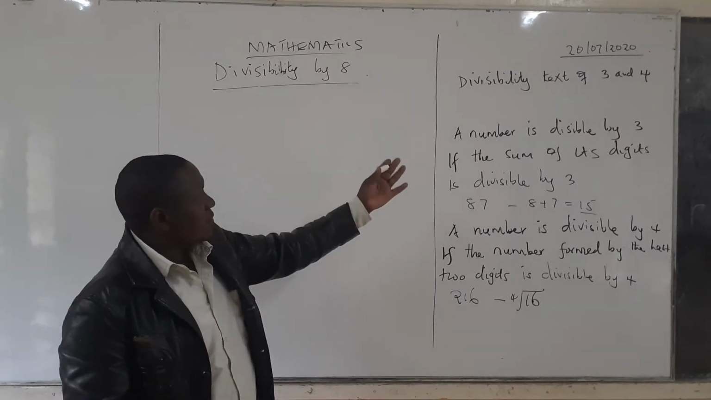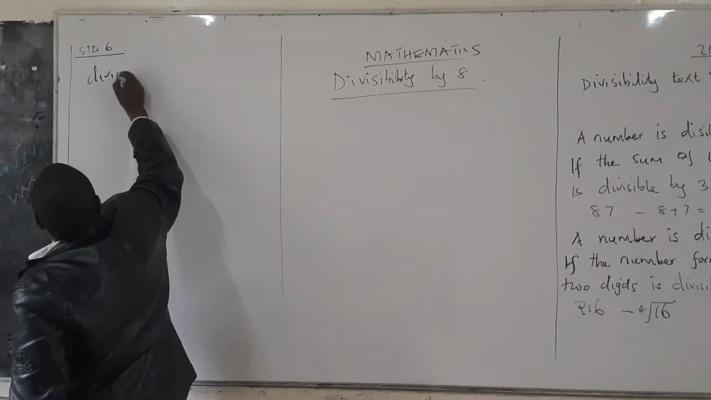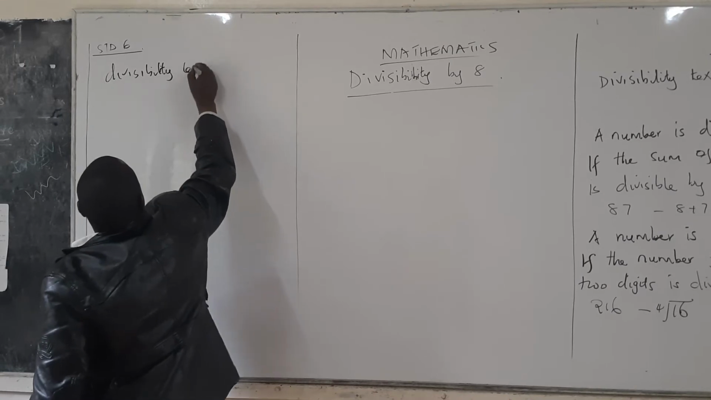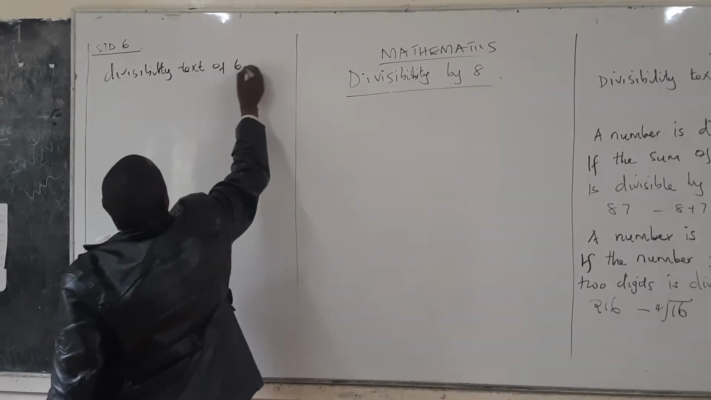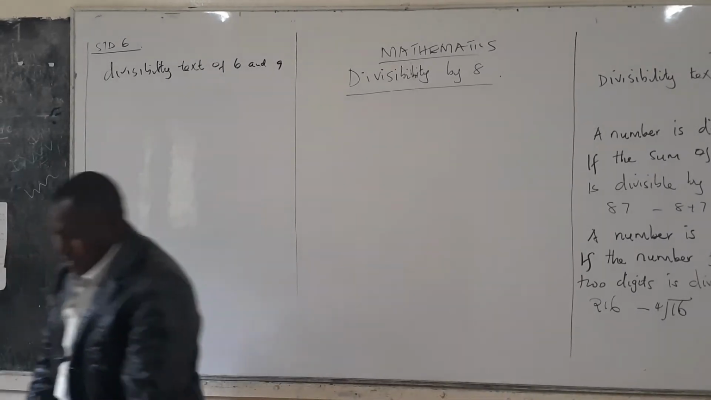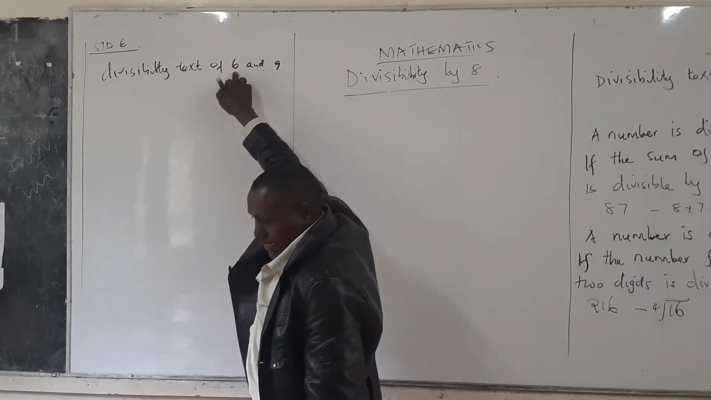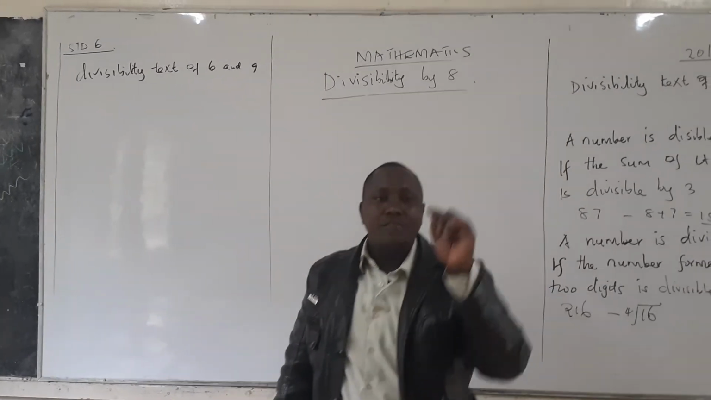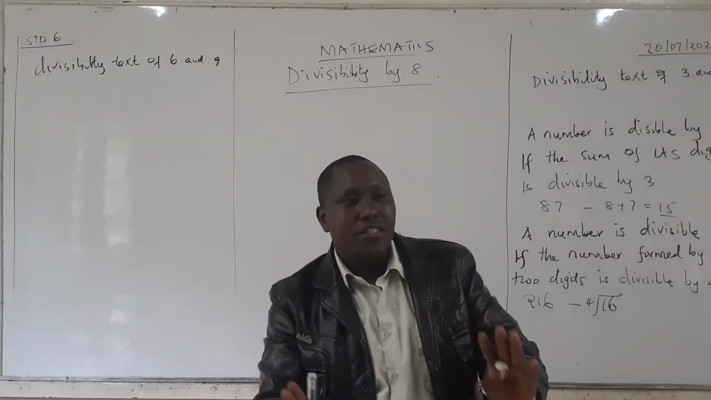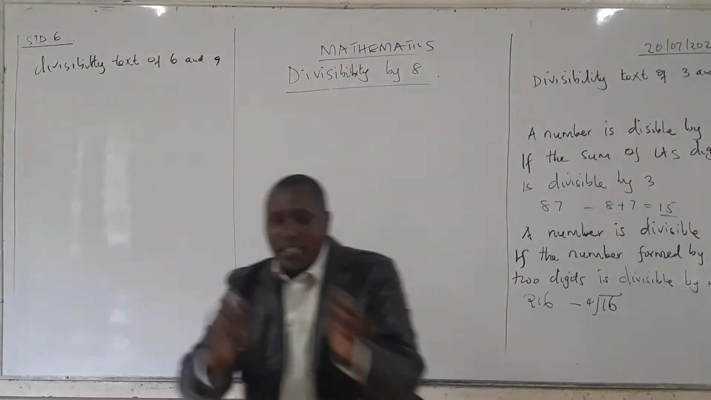Also, let's remind ourselves about the divisibility test of 6 and 9. We are saying a number is divisible by 6 if the number is divisible by both 2 and 3.